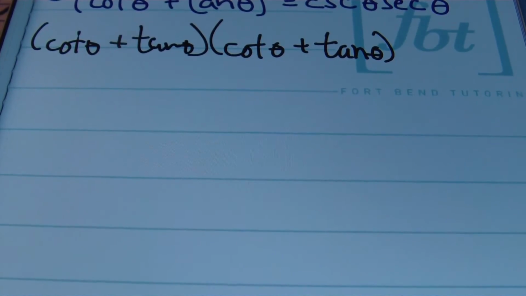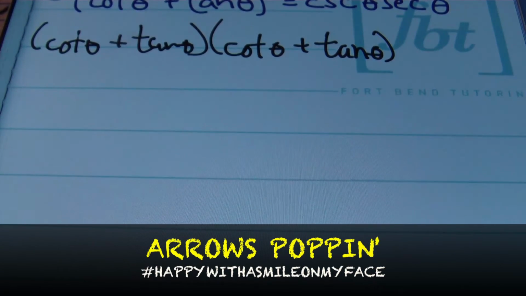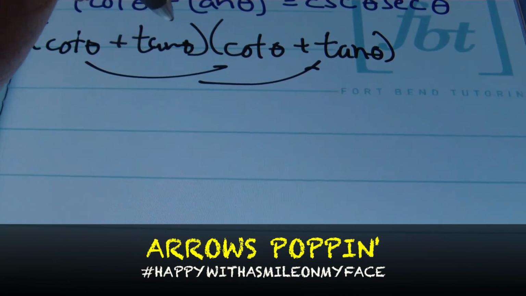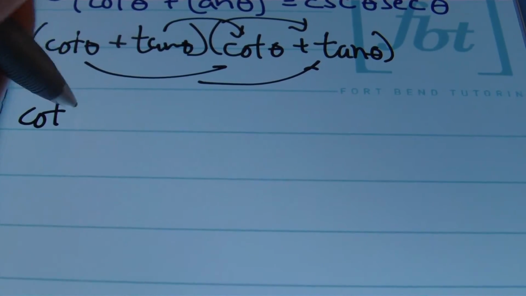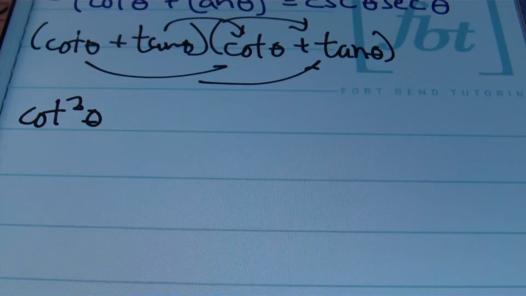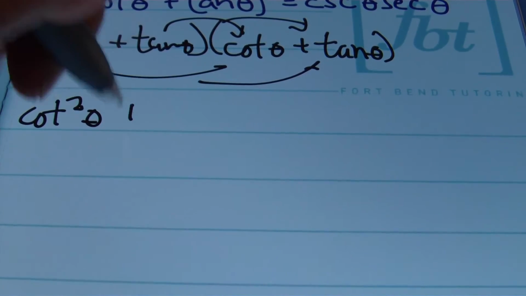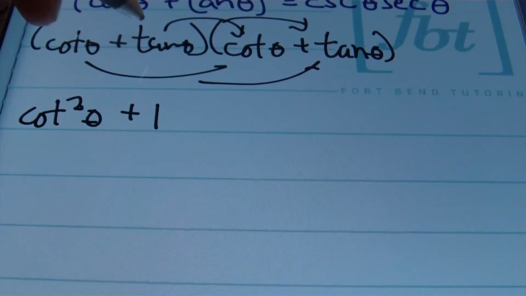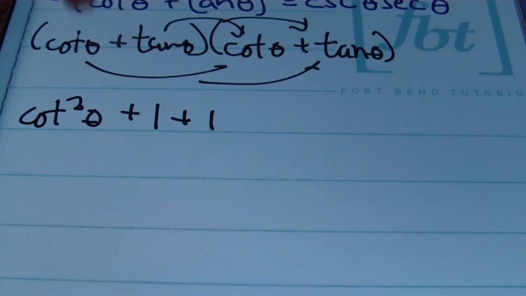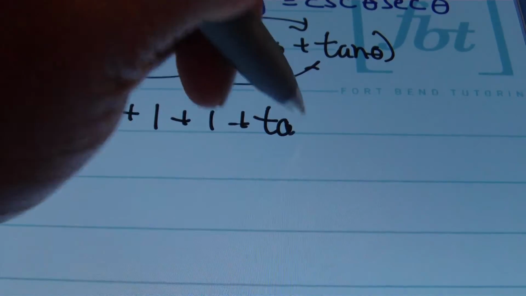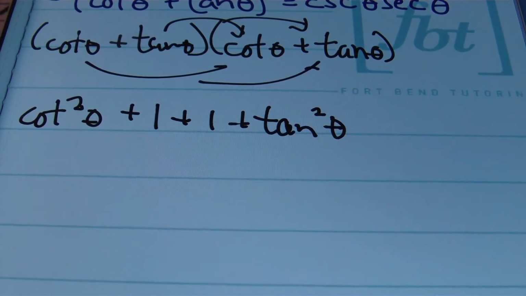Now that I have a binomial times a binomial, I will be getting my arrows popping. Multiplying this out, cotangent theta times cotangent theta is cotangent squared theta. Then cotangent theta times tan theta, multiplying those reciprocals, you end up with 1. Tan theta times cotangent theta is another 1. And tan theta times tan theta gives you a positive tan squared theta. That's what we have thus far.